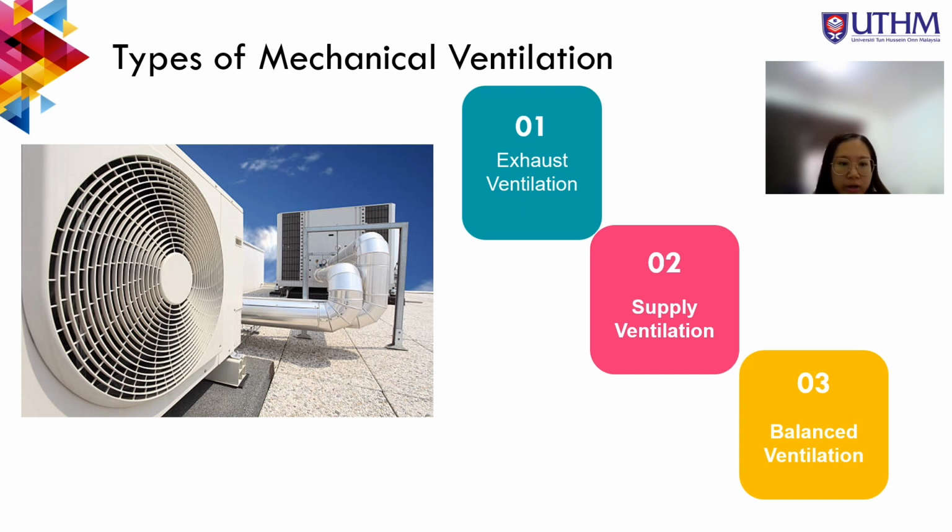Next, there are 3 types of mechanical ventilation, which are exhaust ventilation, supply ventilation, and balanced ventilation. Exhaust ventilation draws in outdoor air through leaks and employs a fan to circulate indoor air out of the house, while supply ventilation is where fresh air is brought in mechanically and extracted naturally via building apertures. Balanced ventilation is a combined ventilation that supplies and exhausts air mechanically.